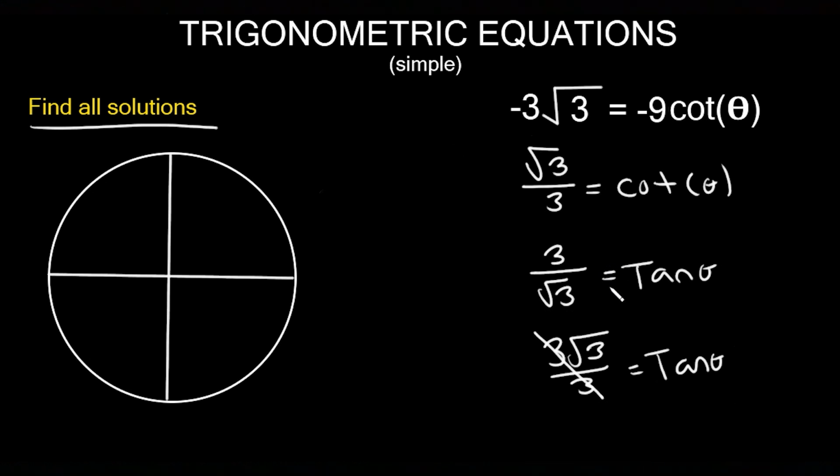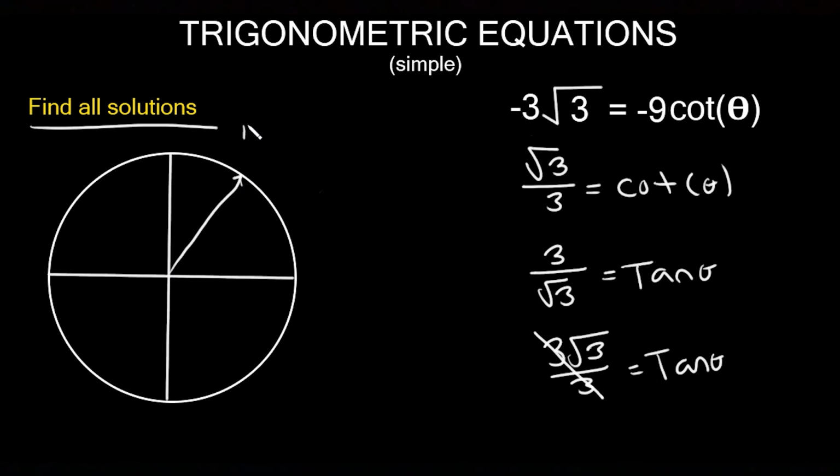And so now we have to ask ourselves, when will tangent be positive? Because again, I'm dealing with positive square root of 3. Well, that's going to be quadrant 1 and quadrant 3, right? And so when will tangent theta be equal to the square root of 3? Well, that's going to be pi over 3. So if I go ahead and put on that angular value, we'll talk about why that's going to happen.